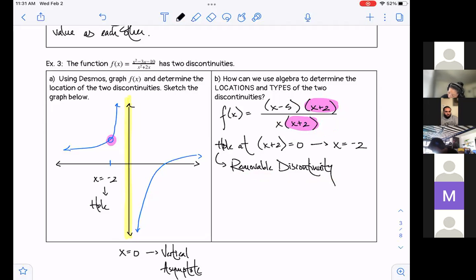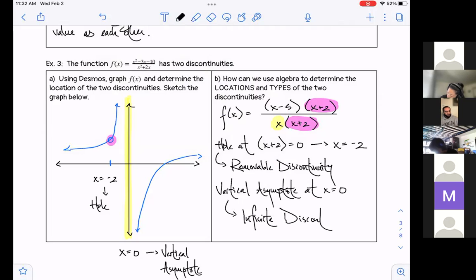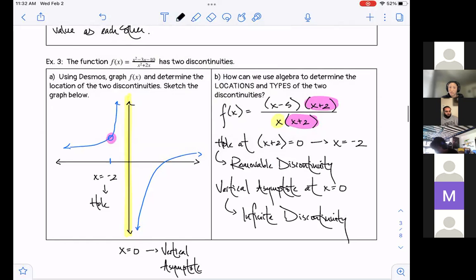But the other value that makes the denominator 0 is 0. There's a vertical asymptote at x equals 0. All right. And we usually refer to this as an infinite discontinuity. All right, an infinite discontinuity.